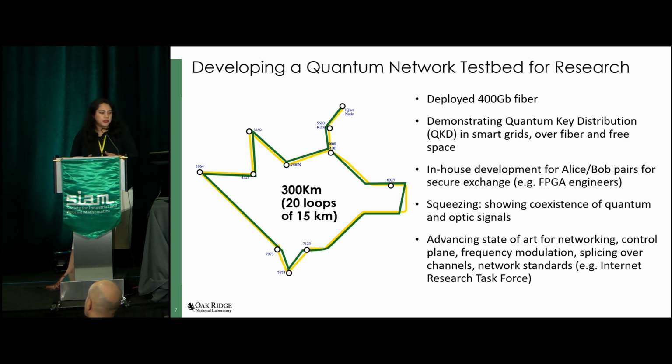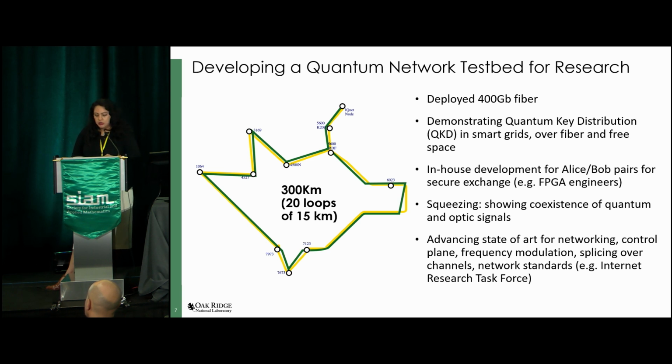The kind of experiments we've been doing is quantum key distribution. We partnered with the electric companies to do smart grid over fiber and free space as well. And we are developing a lot of our own QKD devices. These are called Alice and Bobs, and having FPGA engineers join us is something we're always looking for.